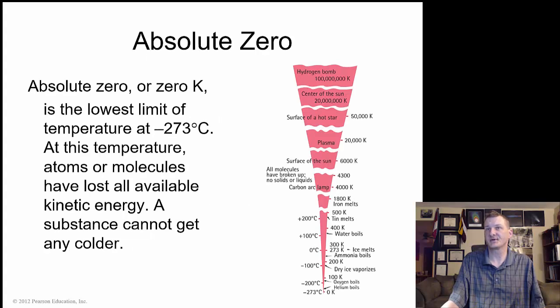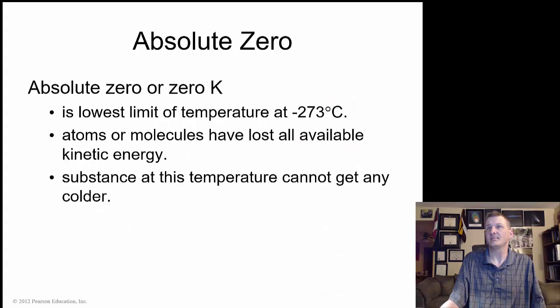So again, here's absolute zero. Nothing can get below absolute zero or even get to absolute zero. Although there have been some lab tests done where some particles did get to absolute zero. That is the complete non-motion of the particles. So the lowest temperature limit is minus 273 Celsius, and that's when atoms and molecules have lost all available kinetic energy, and the substance at this temperature cannot get any colder.